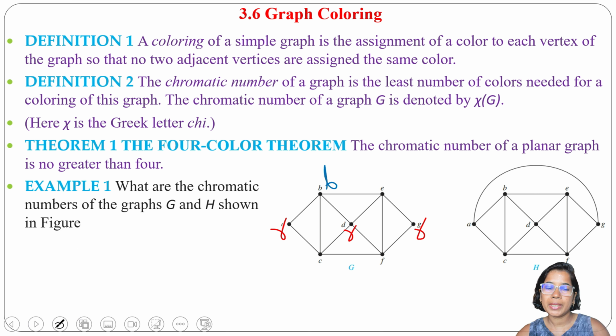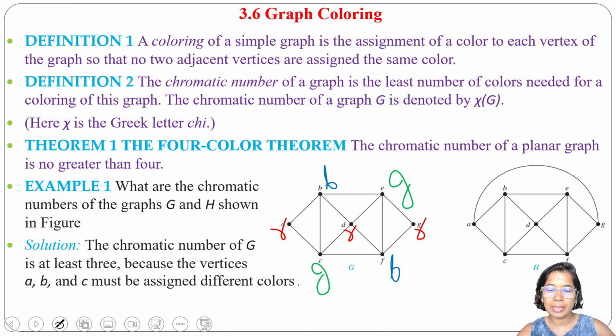We can assign B as blue. If we assign B as blue, E and C cannot be blue, right? So we can assign F as blue. B and F are not adjacent. We can assign C as green and E as green. C and E are not adjacent. Now you can see no two adjacent vertices have the same color. Here A's adjacent vertices are B and C. B is blue, C is green. Both are different, right? So for graph G, we need 3 colors.